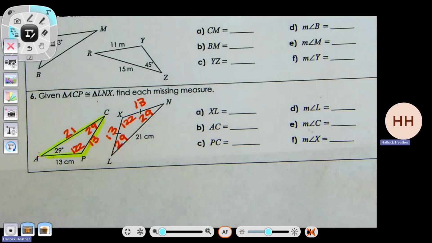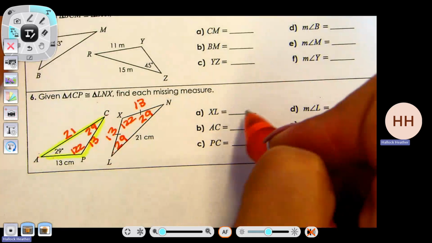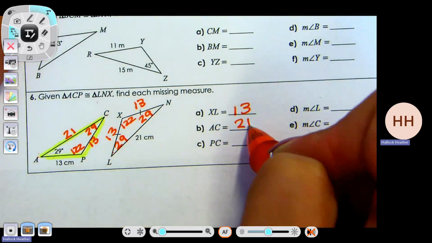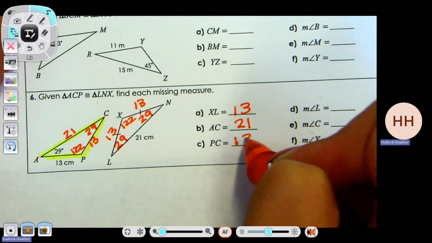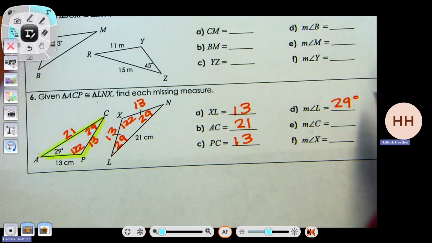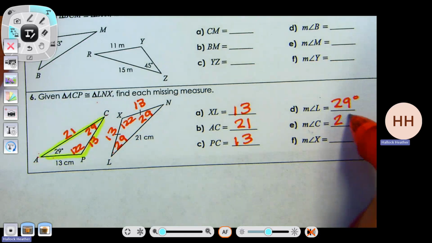Okay, what is XL equal to? 13. AC, what's that? 21. What's PC? 13. What about angle L? 29 degrees. What about angle C? 29 degrees. And last but not least, 122.